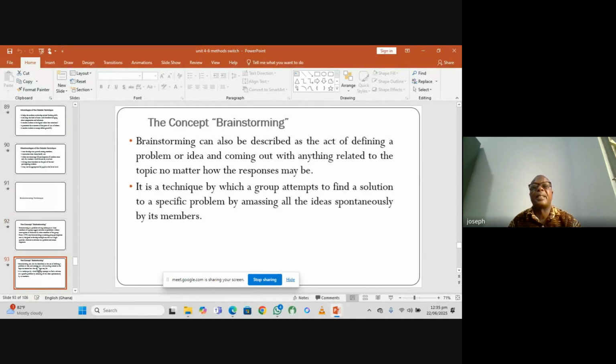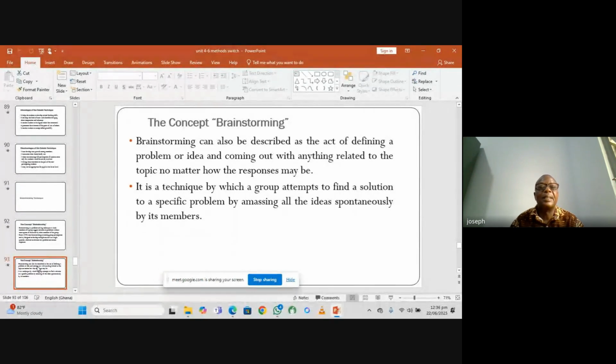Brainstorming can also be described as the act of defining a problem or idea and coming out with anything related to the topic, no matter how the responses may be. Once it is related to the topic, you accept them, and then at the end, you take out the bad ones. It is a technique by which a group attempts to find a solution to a specific problem by amassing all the ideas spontaneously by its members.